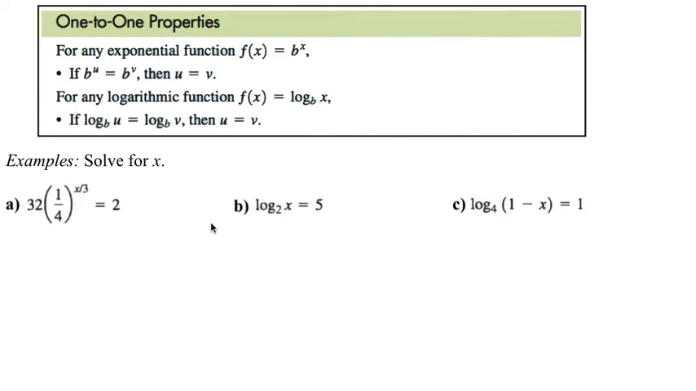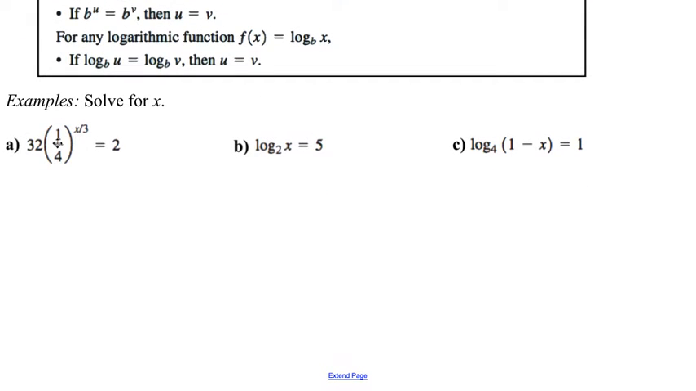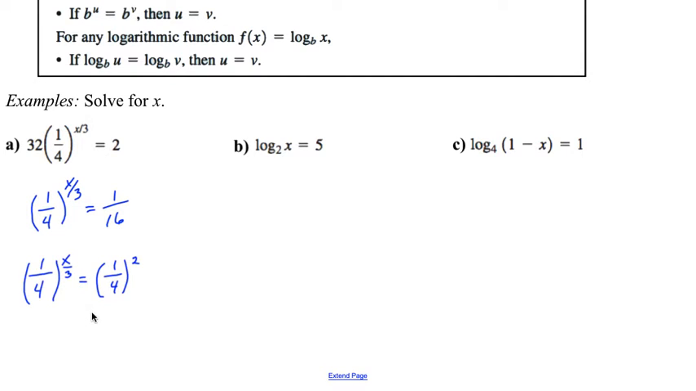So here's our first problem. This one says 32 times the 1/4 base to the x over 3 power equals 2. And the first thing we want to do is isolate. We're trying to solve for x, so we want to isolate everything else that's not related to x. So divide by 32 on both sides, and that gives us 1/4 to the x over 3 power is equal to 1/16. And we can get 1/16 to be a power of 1/4. That would just be 1/4 squared.